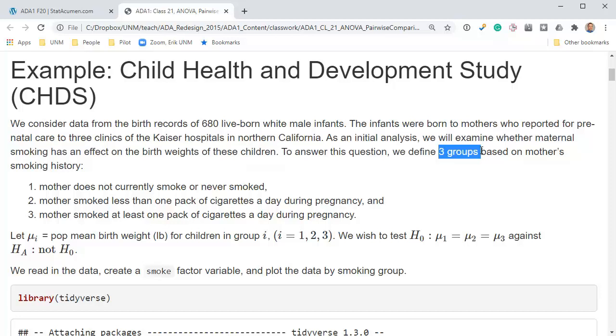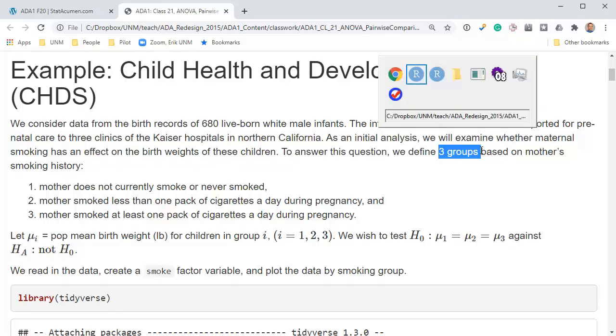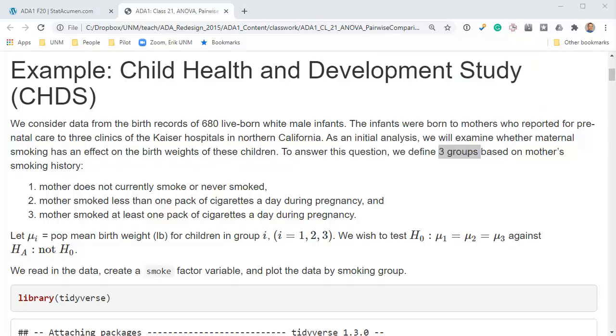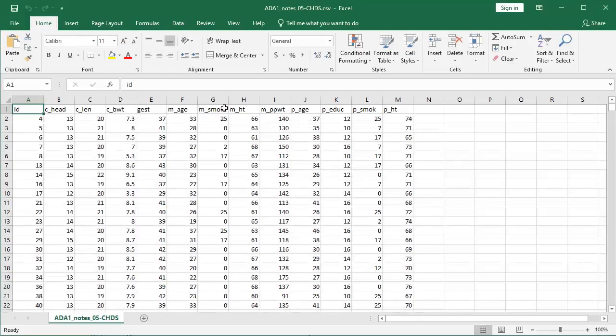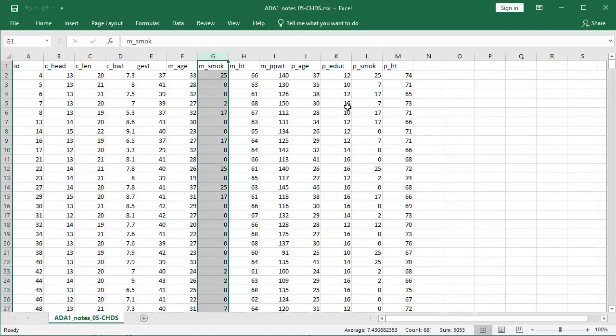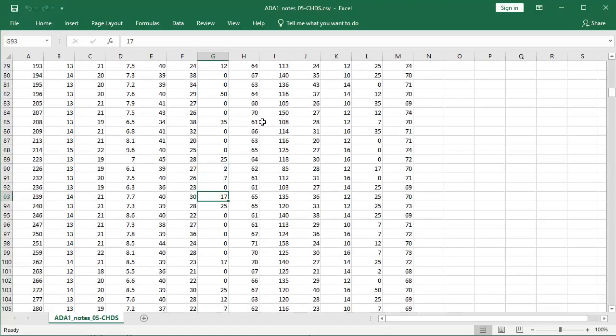And I believe the data set, in fact, we have a CSV file. We can open that CSV file. And there is a mother smoke column. And in that column, I think that this is the number of cigarettes that the mother smokes each day. Something like that. Okay.